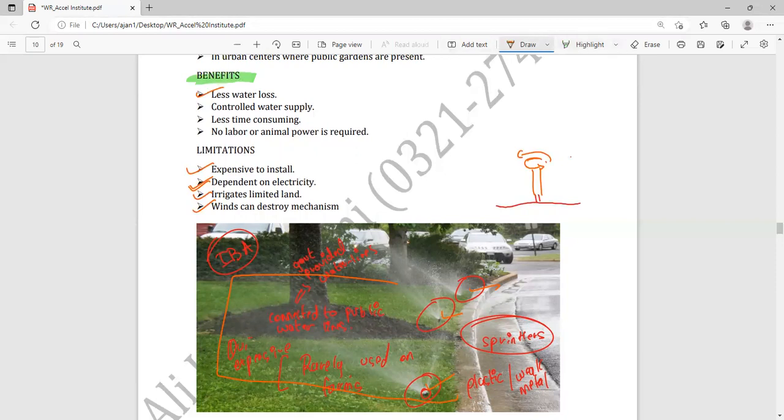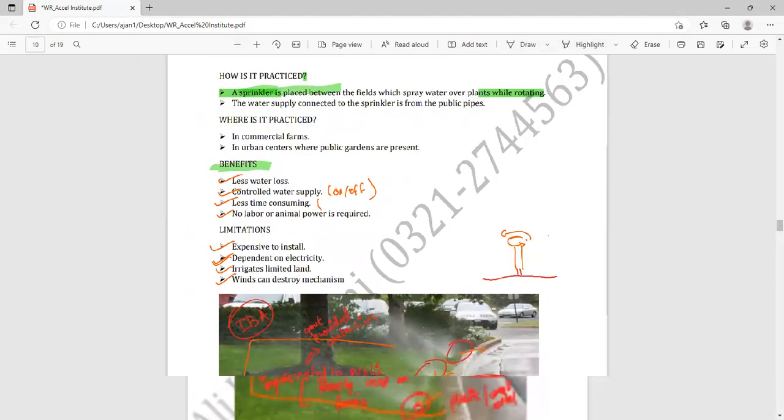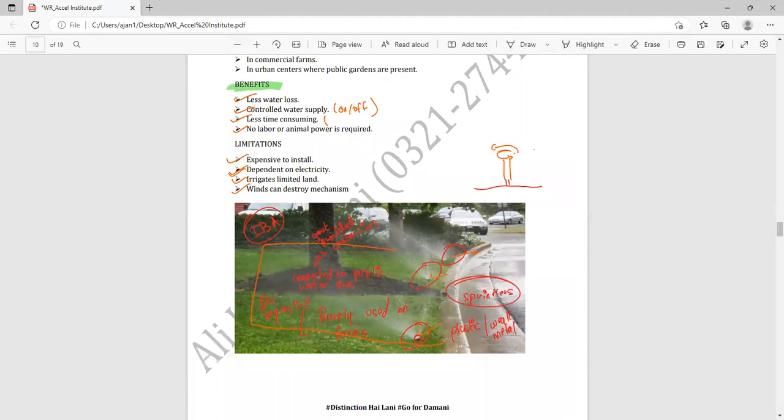Less water is wasted, and the water supply is controlled. You can turn it on or off anytime, it's in your hands, being the farmer. Less time is wasted. You could perhaps, as a farmer, find another job in this saved time, instead of just working on the mechanism of irrigation. And similarly, you don't require any labor or animal as such. So are we clear on this? Sprinklers or spray irrigation? Okay.